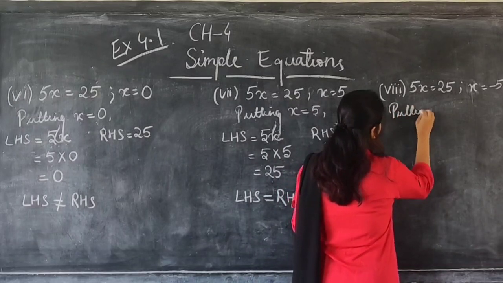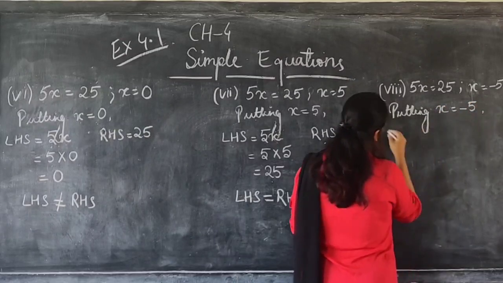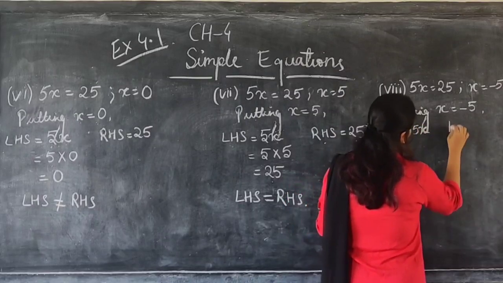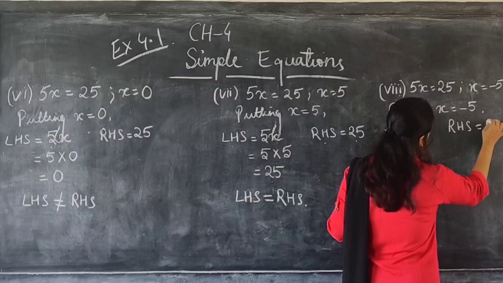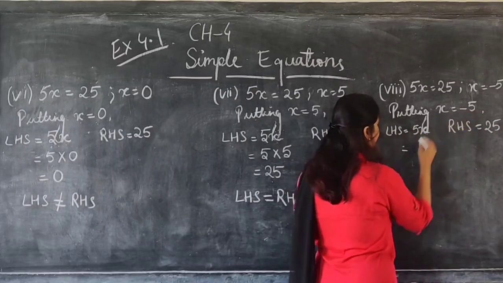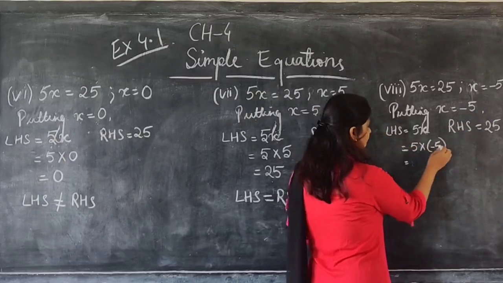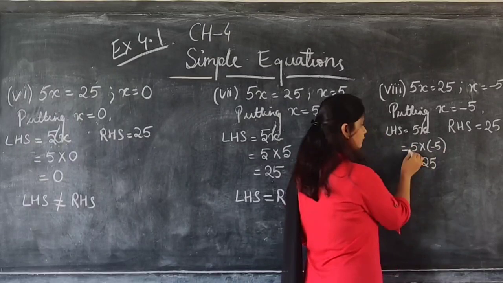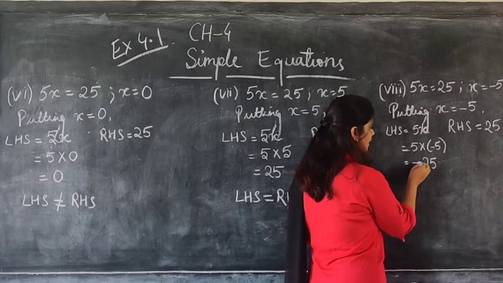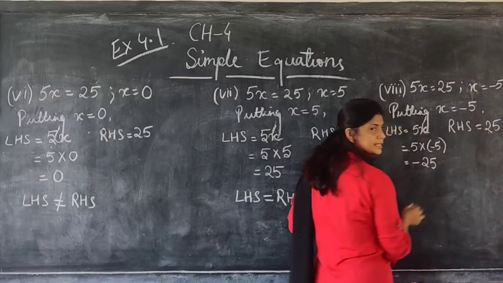Write, putting x equals minus 5. Your left hand side, write the expression 5x, and right hand side is how much? 25. Now 5x, x is minus 5, so 5 into minus 5. 5 5s are 25. Here we have plus, here we have minus, so plus minus is minus, so this is minus 25. And in right hand side we have 25, that is plus 25.